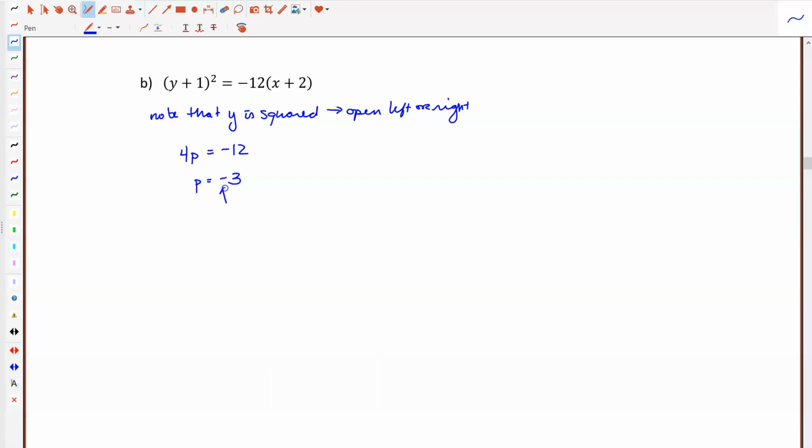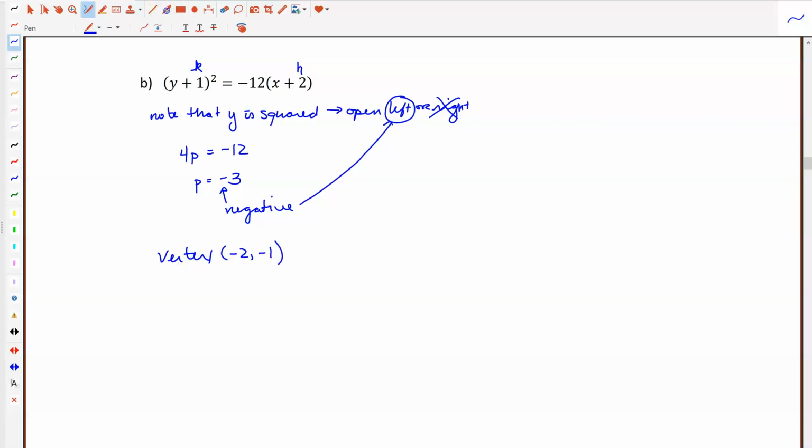Since this p value is negative, that means I'm in the case where it's going to open left. So we have a leftward opening parabola. For my vertex, remember k is always going to be associated with the y variable, and h is always going to be with the x variable. So in this case, my vertex is going to be (-2, -1).